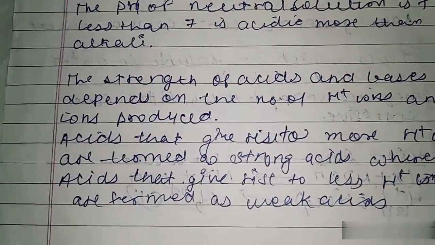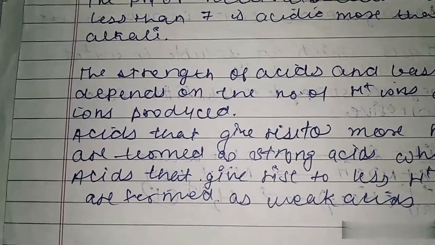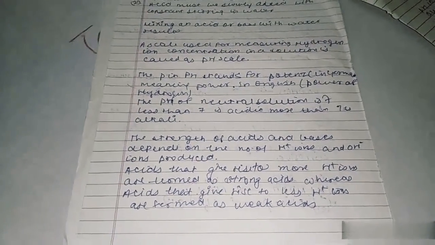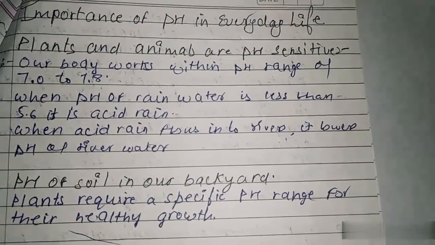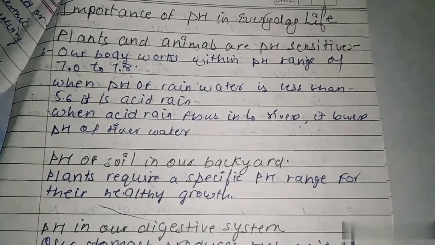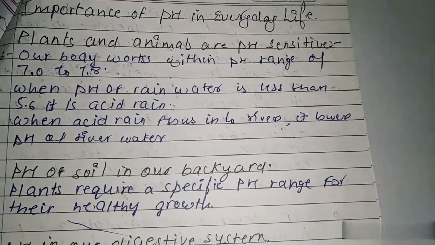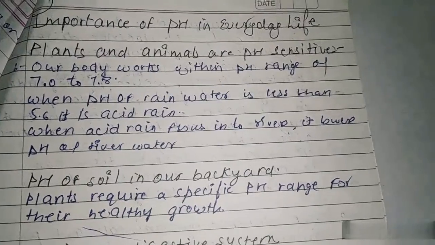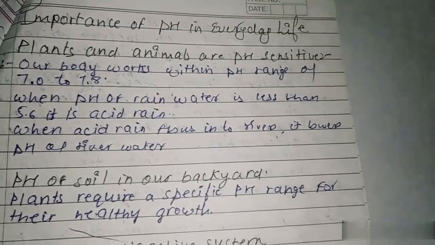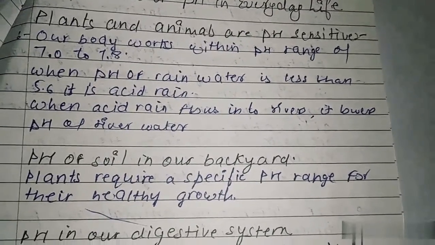Okay friends, so now we will be learning the importance of pH in our everyday life. What role does pH play in our everyday life? That is what we are going to learn now. So first, plants and animals are pH sensitive. ठीक है? Our body works within the pH range of 7.0 to 7.8, which is the normal human pH range. हमारी जो बॉडी है, वो इस pH रेंज के बिटवीन ही काम करती है.